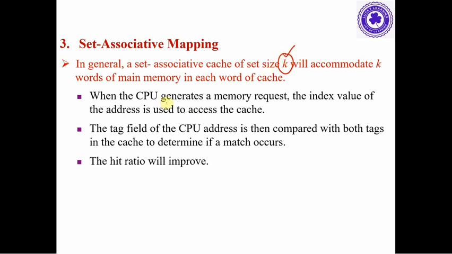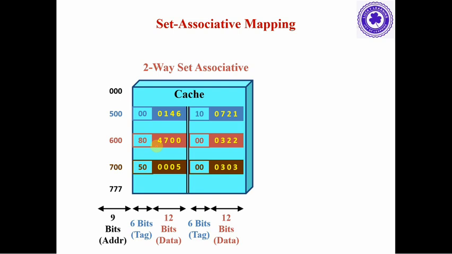Whenever the CPU generates a memory request, the index value of the address is used to access the cache, and the tag field of the CPU address is then compared with all the tag fields to determine whether a match occurs or not, meaning whether a hit occurs or not. If one word of cache stores more than one word of memory, ultimately the hit ratio is going to be improved. Now look at this, a two-way set associative cache.